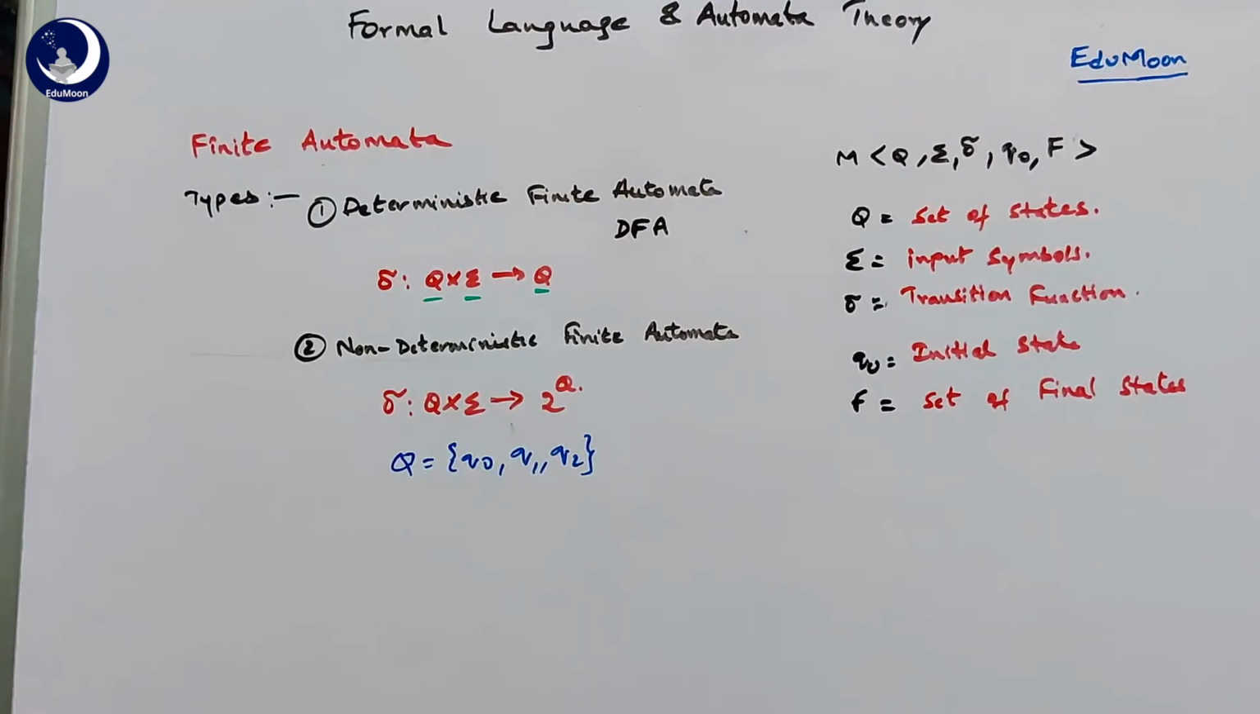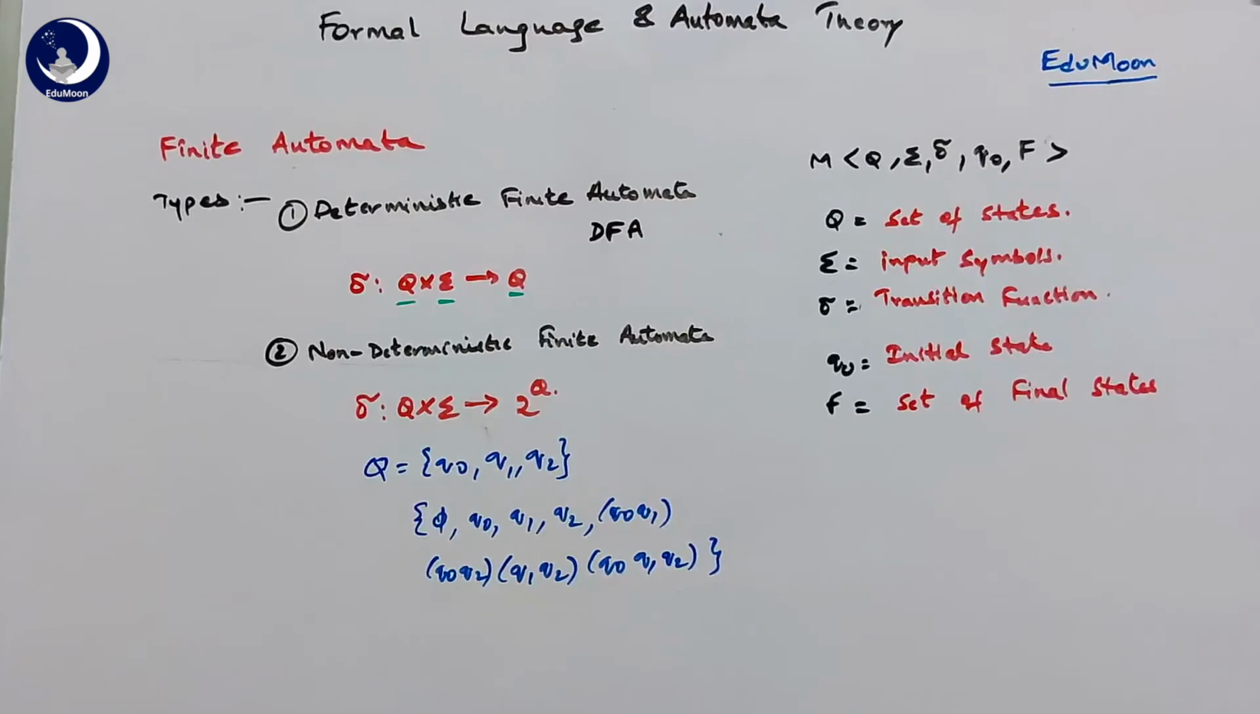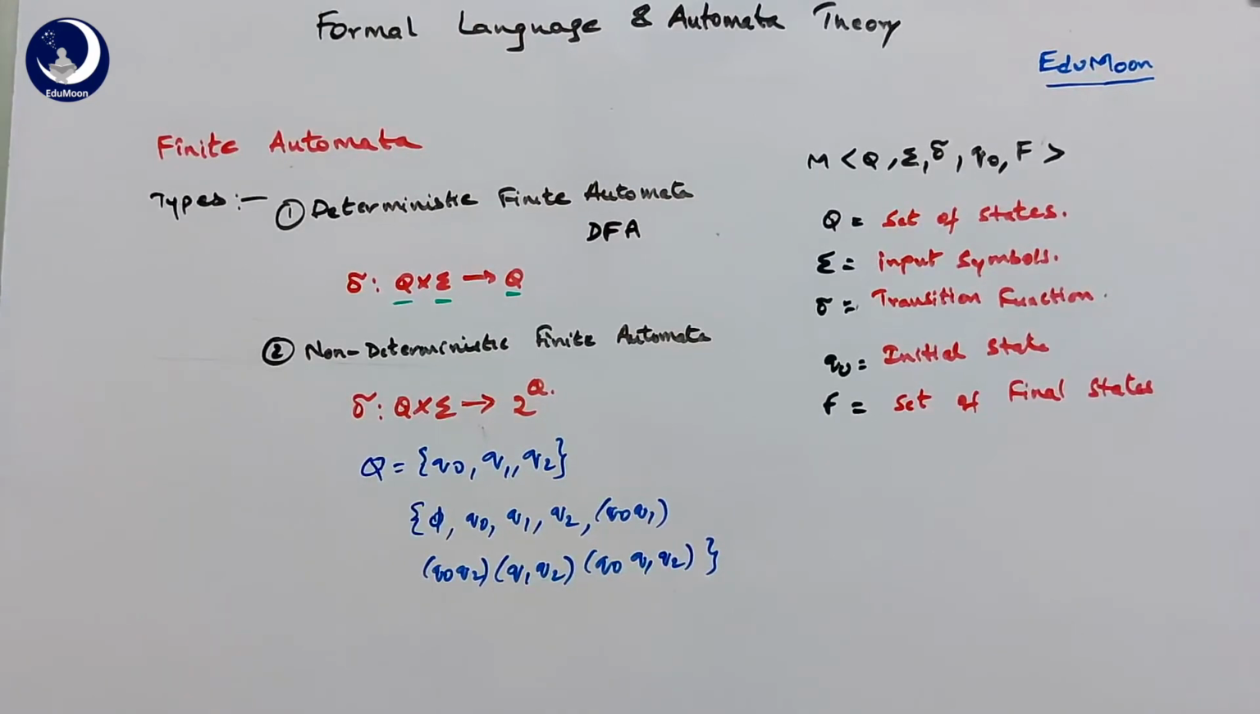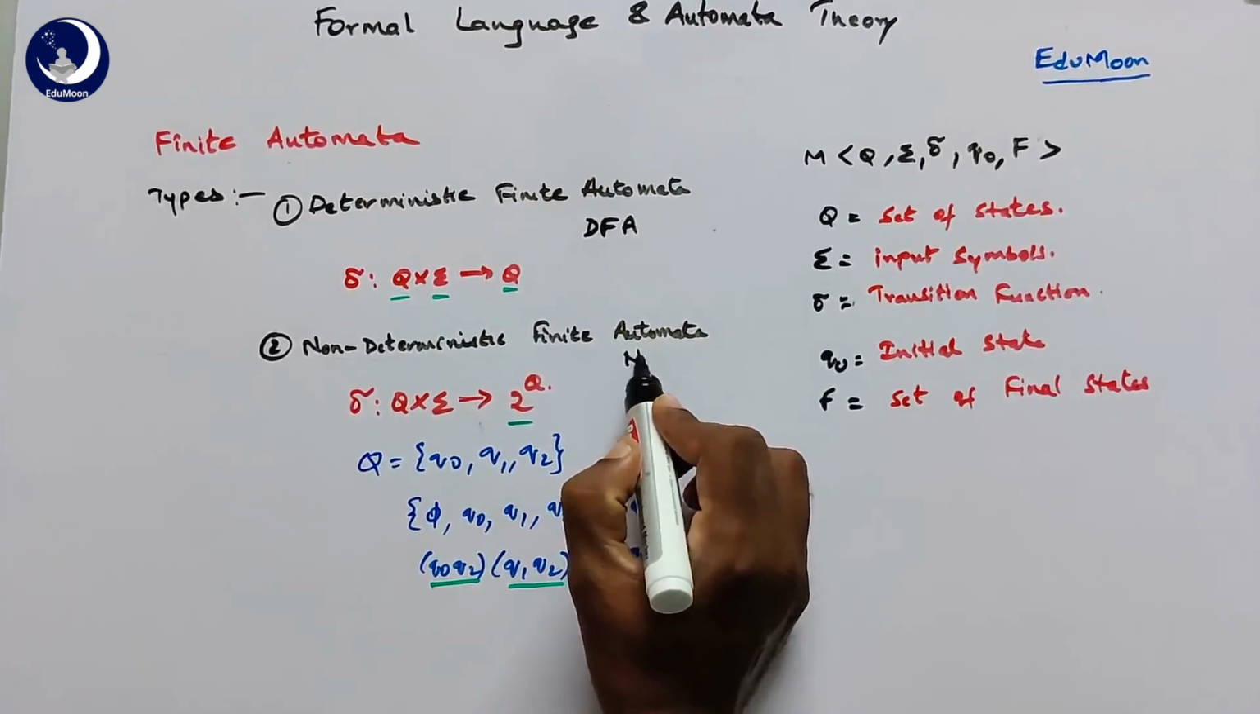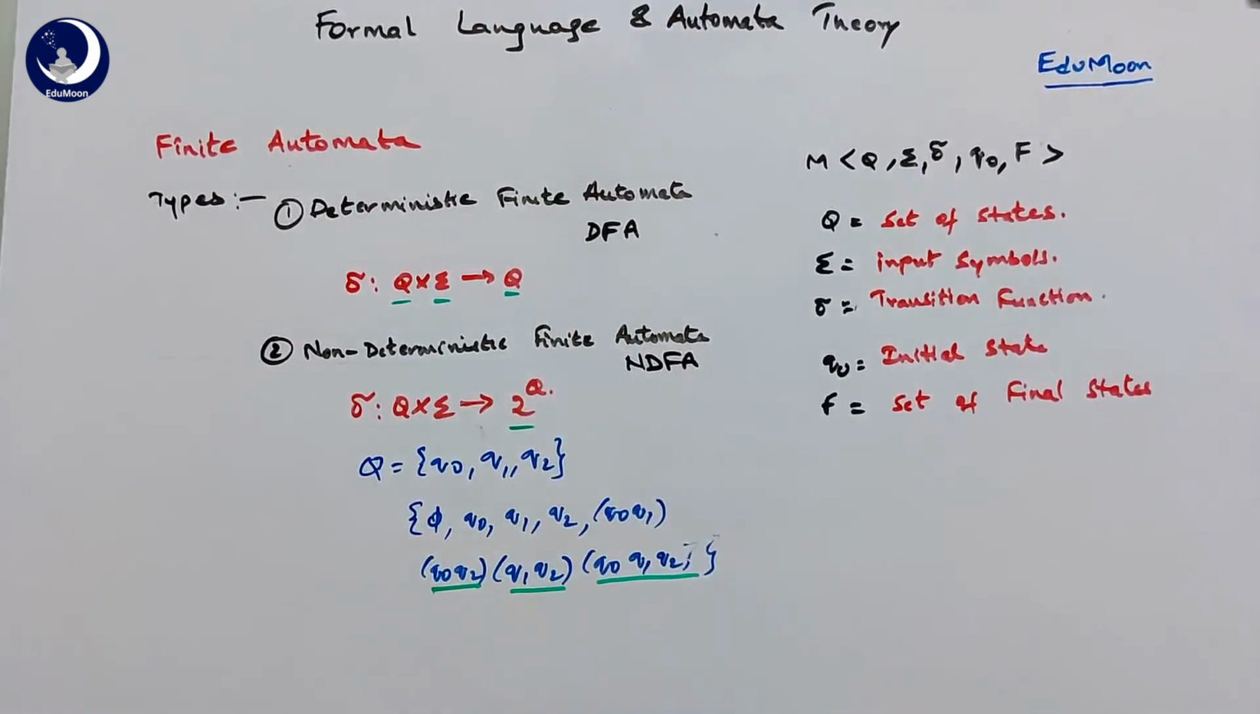Those are the empty set, Q0, Q1, Q2, Q0 Q1 is one possible combination, Q0 Q2, Q1 Q2 and Q0 Q1 Q2. So there will be a total of 8 combinations for 3 states, and if there are 4 states, it will be a total of 16. That is why we have given here 2 power Q. That is nothing but non-deterministic finite automata, which can also be called NDFA or NFA. So only the transition function changes for these 2.